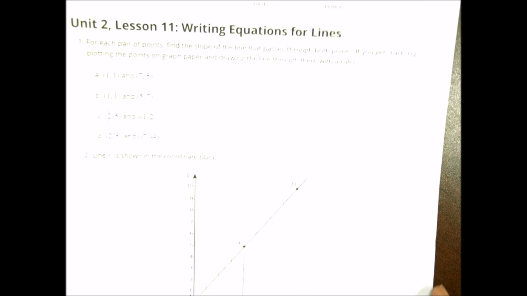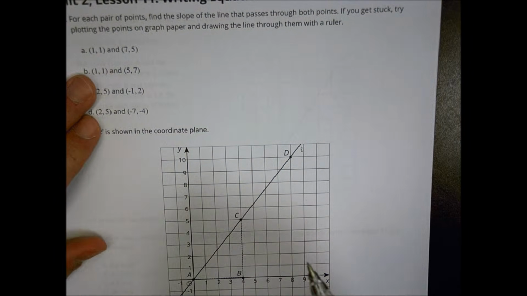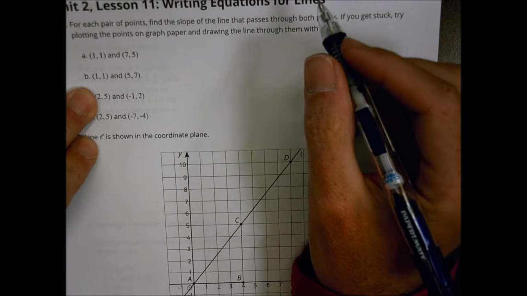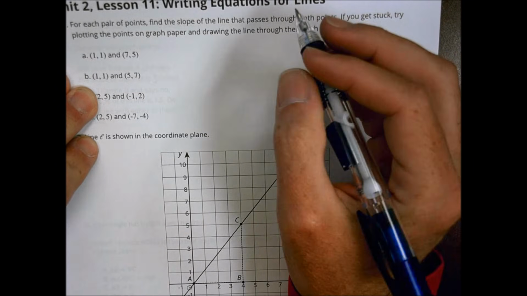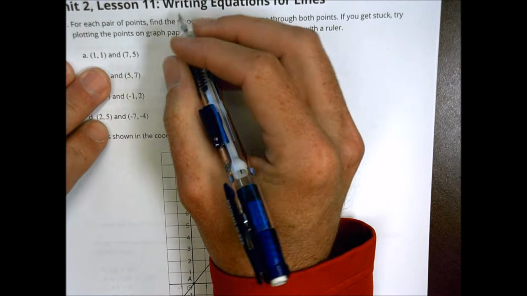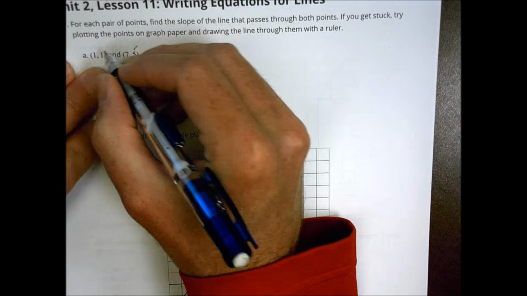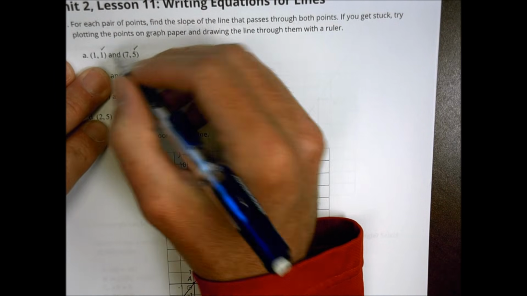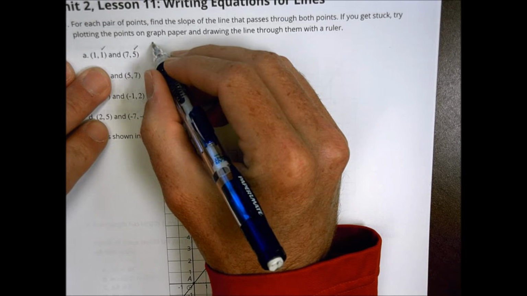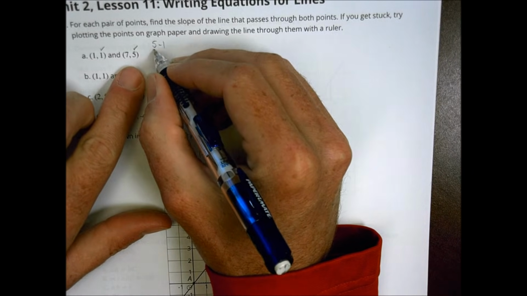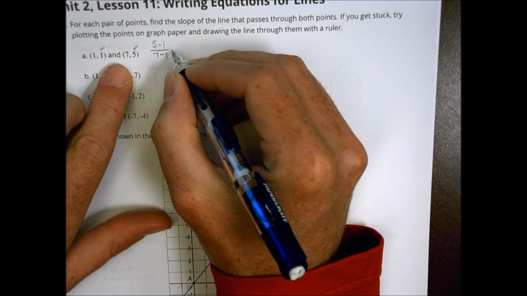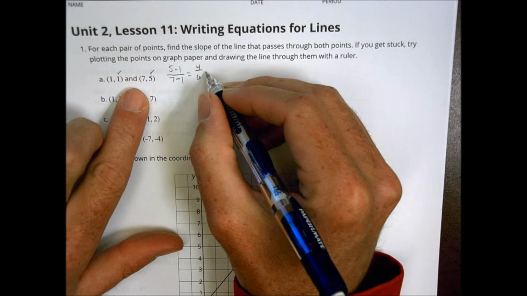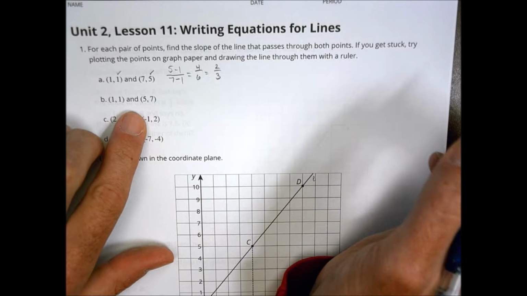So here we go, homework for tonight. It says for each pair of points, find the slope of the line that passes through both points. If you get stuck, try plotting the points and see what you get. Okay, so slope of the line. To find the slope, we are going to do the y value minus the starting y value, and the quotient of that and the x value. So we take, for example, 5 minus 1 over 7 minus 1. In this case, 5 minus 1 is 4, and 7 minus 1 is 6, and that becomes 2/3. That's the slope for that one.